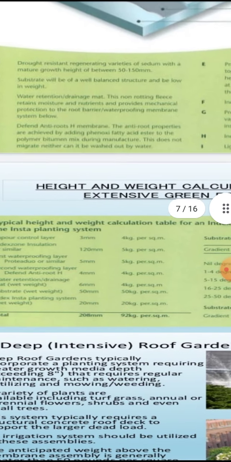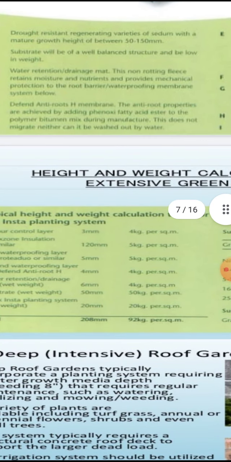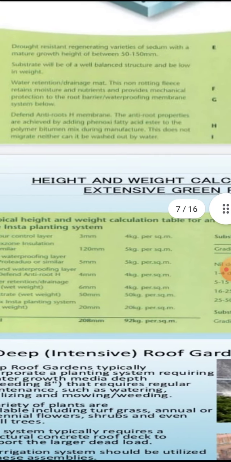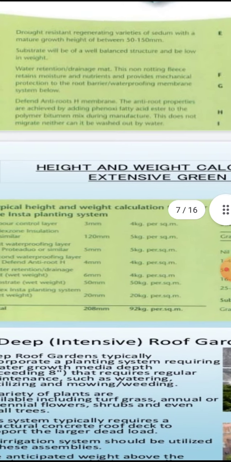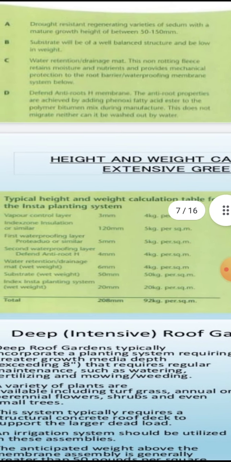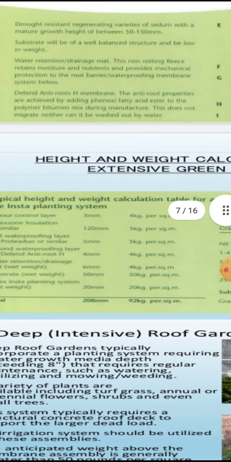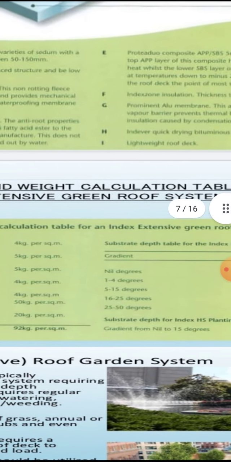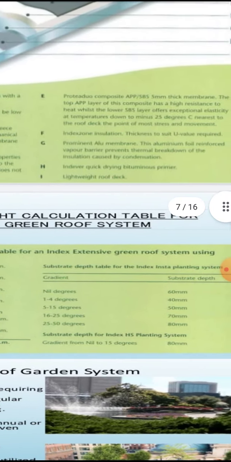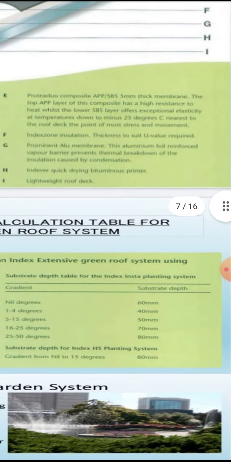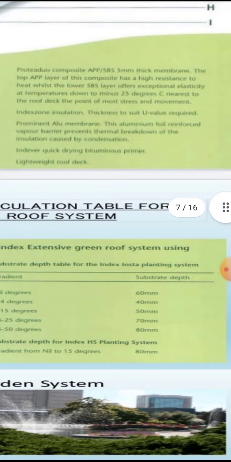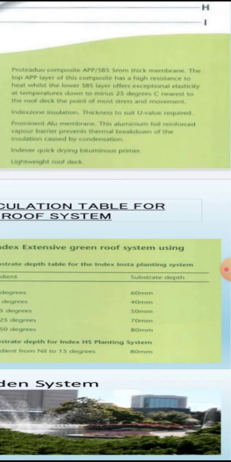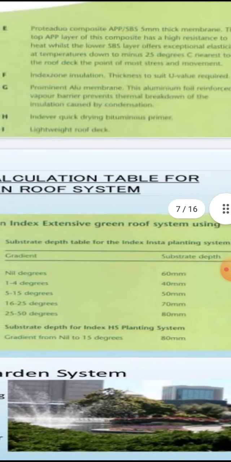At C, water retention is possible, so non-rooted plants are selected, not going deep. Then at D, anti-root membranes are generally used, so certain plants are selected. Like this, E is generally used for protection, or used for cultivation, at an angle of 25 degrees.